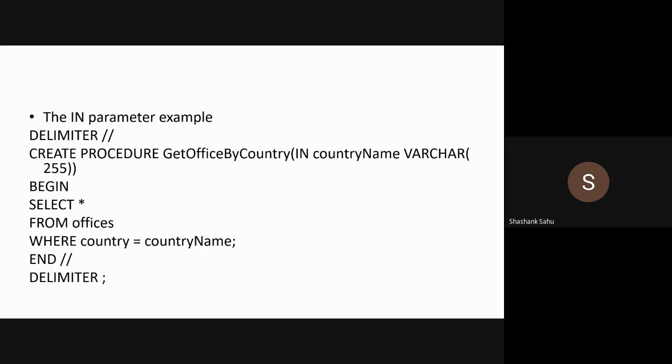Now you can see it is a simple procedure to get offices by country. The name of the variable is country name and its mode is defined as IN. Meaning it can be updated within the procedure, but the updated value will not display outside the procedure. The type of this variable is VARCHAR and the size is 255 characters. At the start of the procedure, we have given the query SELECT * FROM offices WHERE country = country name. So I will pass the name. It will match with the country column and accordingly the output will display. This is the procedure we have defined.